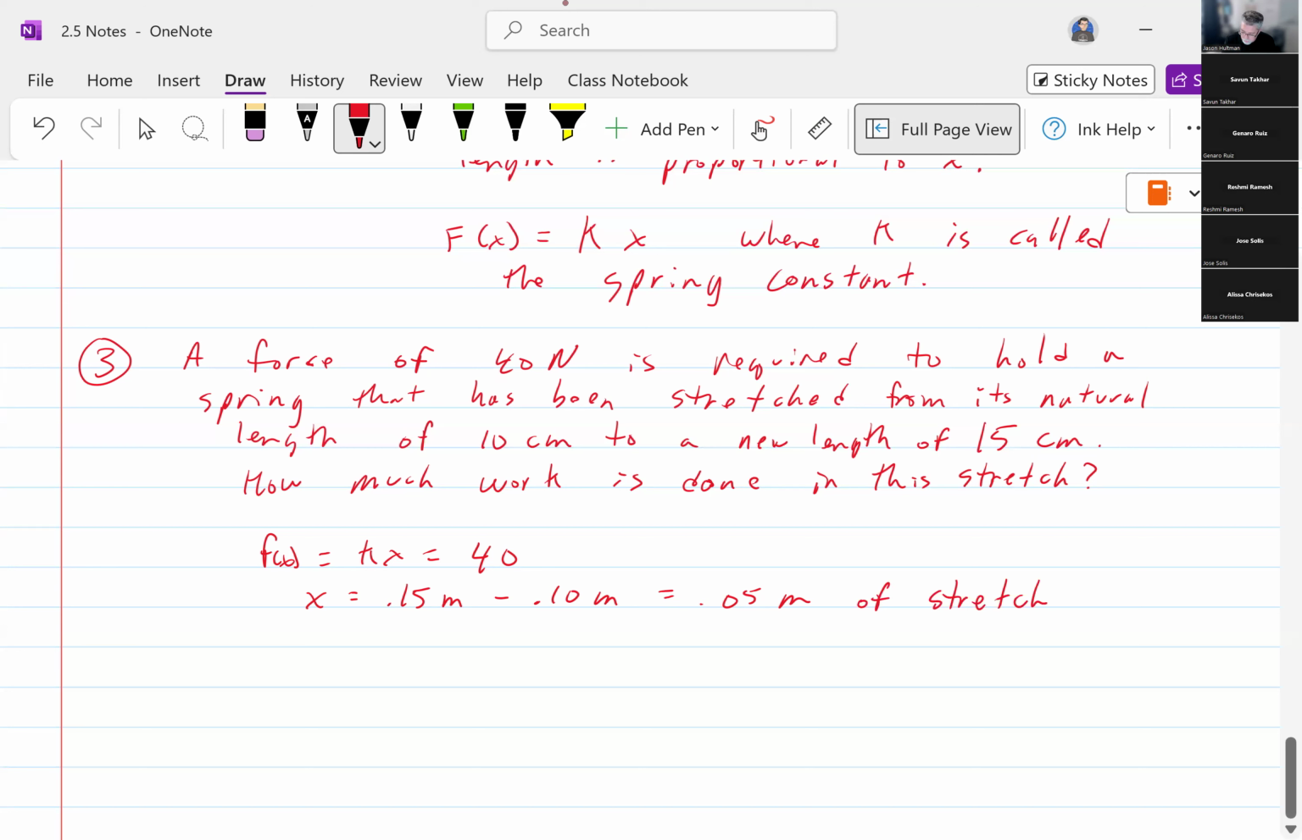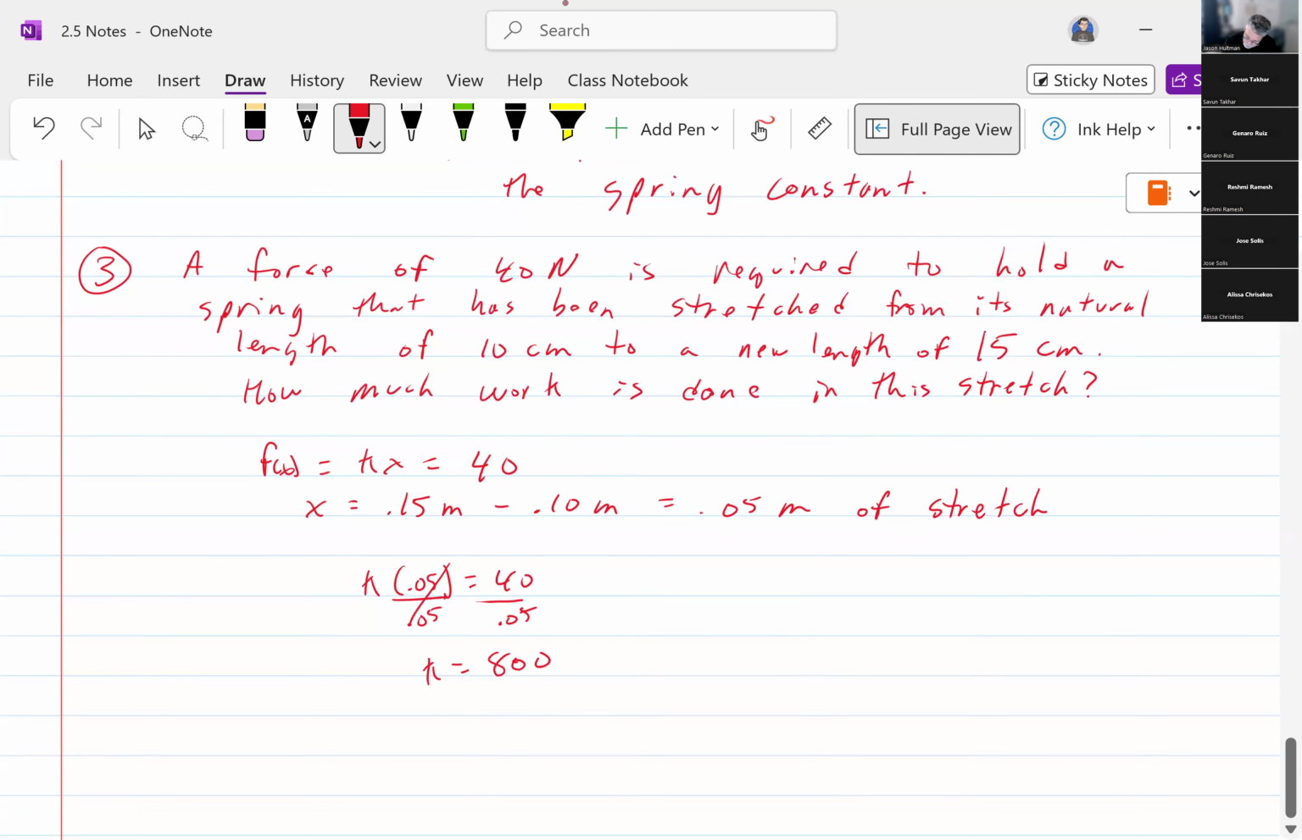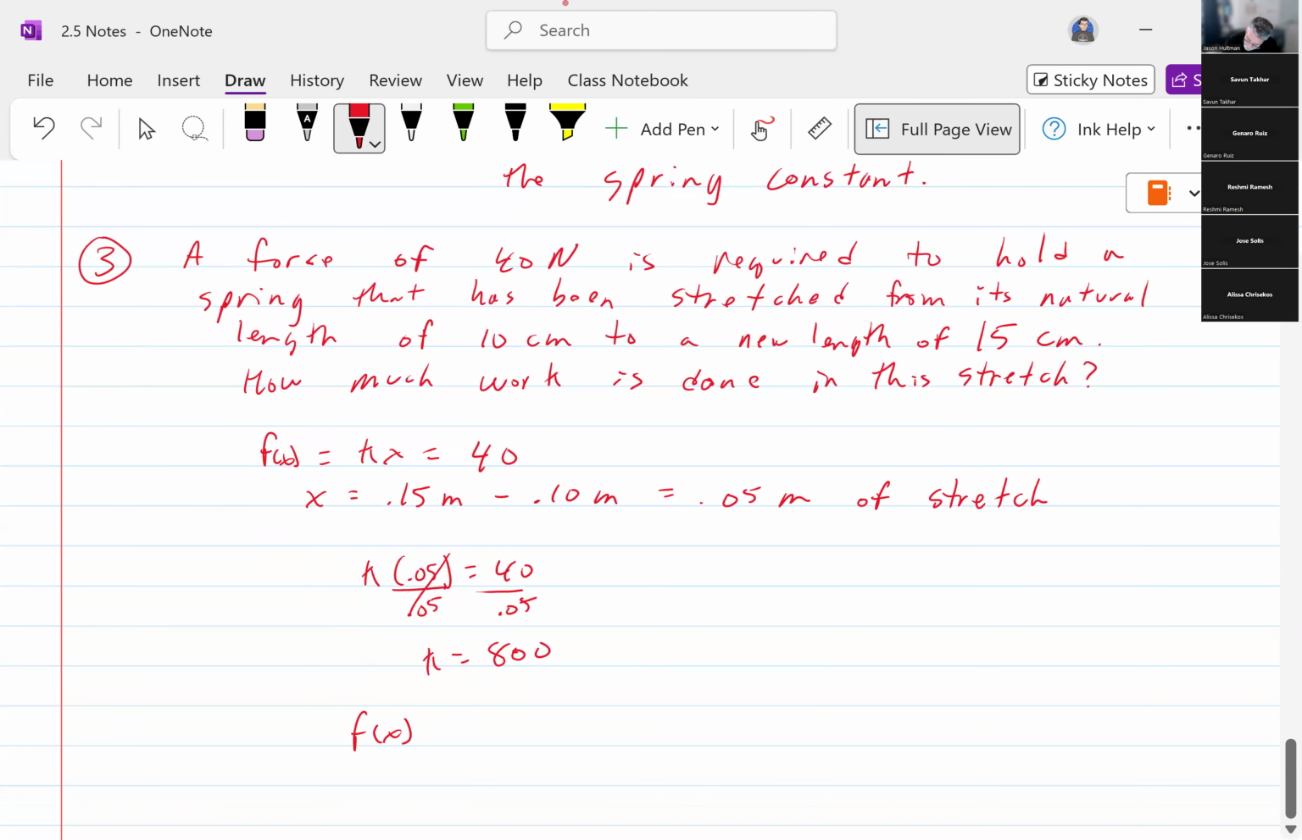So it's 0.05 meters of stretch. How can I figure out what K is? Well, K times 0.05 is equal to 40. So the force is linearly proportional to the distance. Divide by 0.05 and I get K to be equal to 800. So the force of the spring is going to be equal to 800 times the distance stretched.